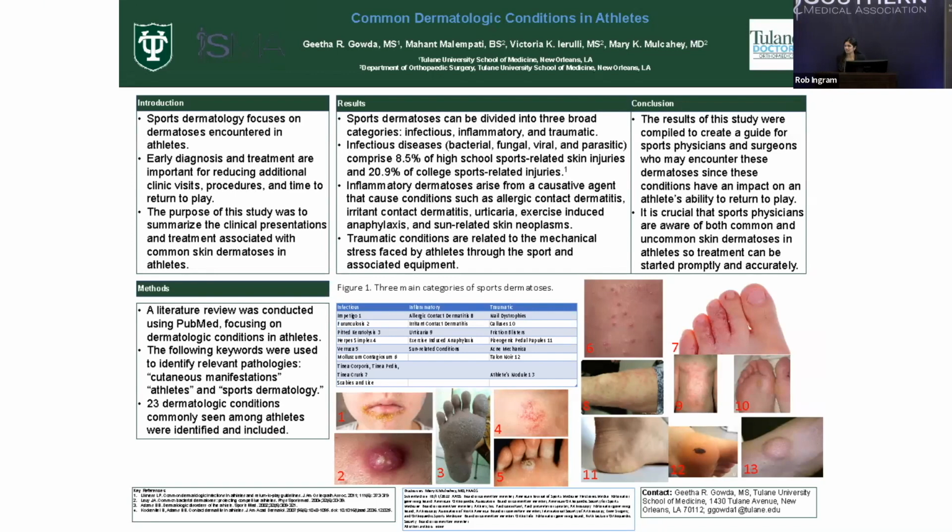Geetha Gowda. I'm a second-year medical student at Tulane. So my first abstract, we're looking at common dermatologic conditions in athletes.